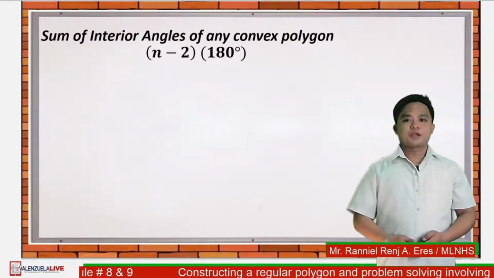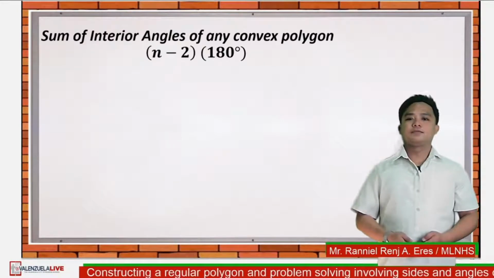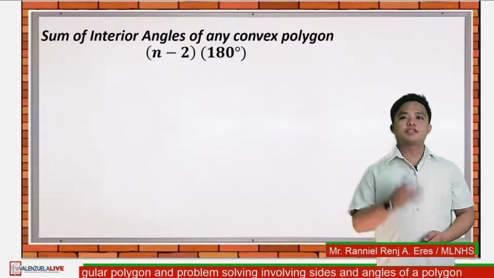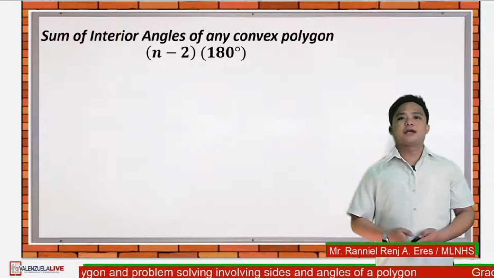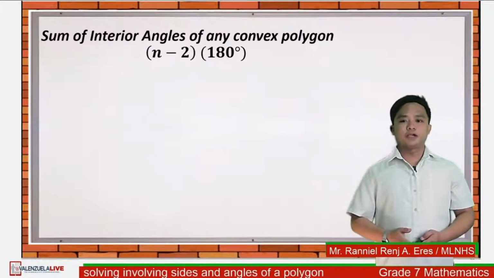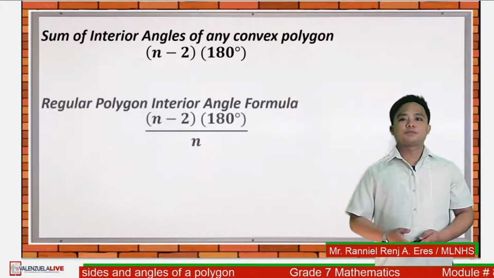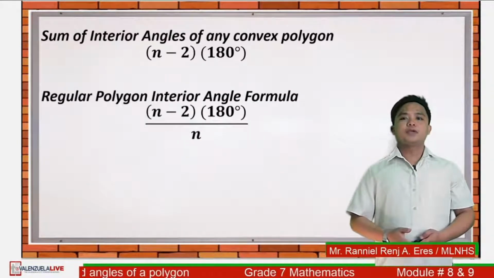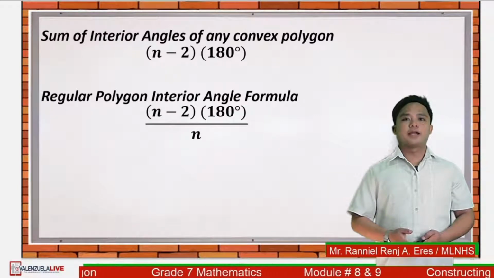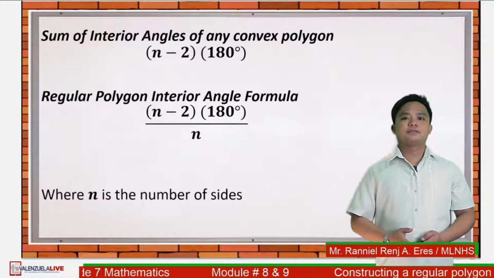So from our review a while ago, we get this formula. I am sure that you are familiar with this. First, this is the first formula, sum of interior angles of any convex polygon. This is used to get the sum of all interior angles of a regular polygon. Second is, we use this in looking for the measurement of each interior angle. Again, where n is the number of sides.